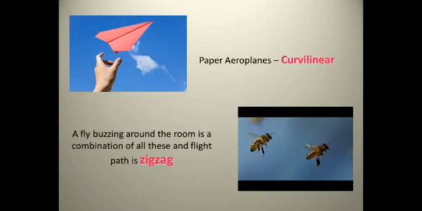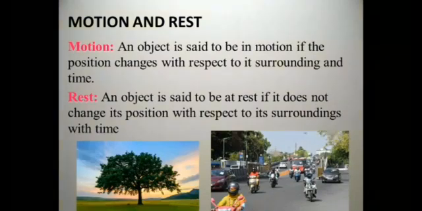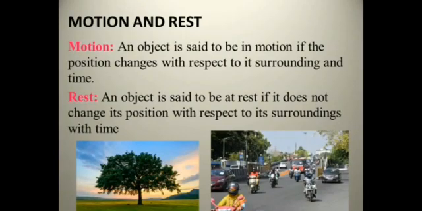So let us just do a small recap of what we learned today. First, we looked into what is motion and rest. What is motion? An object is said to be in motion if its position changes with respect to surroundings and time. And what is rest? An object is said to be at rest if its position does not change with respect to surroundings and time.